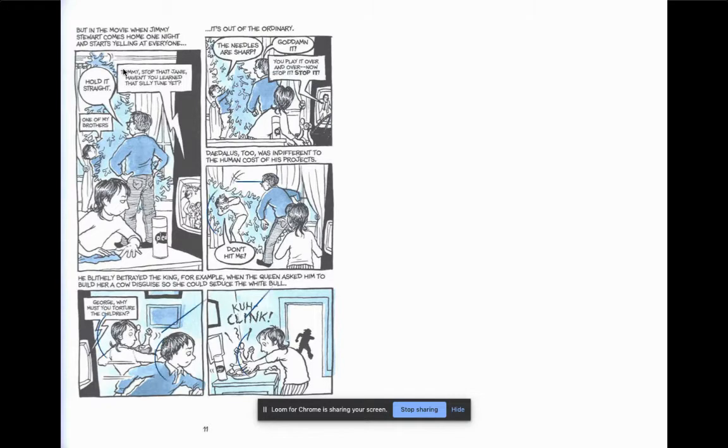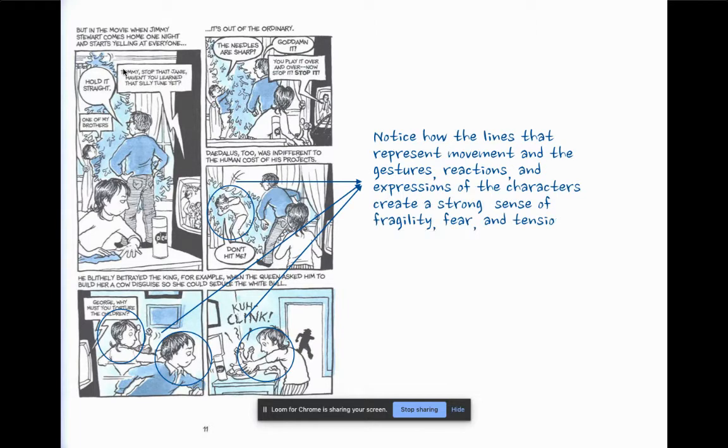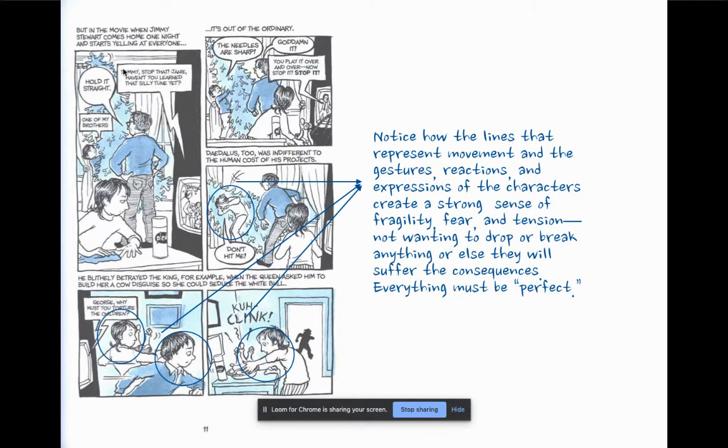Okay, also on the same page would be these images. You would see someone cowering in fear, someone who's very concerned about the dad getting angry, the line movements, the sound movements, the clink. So notice how the lines that represent movement and the gestures, reactions, and expressions of the characters create a strong sense of fragility, fear, and tension, not wanting to drop or break anything or else they will suffer the consequences. So everything must be perfect.